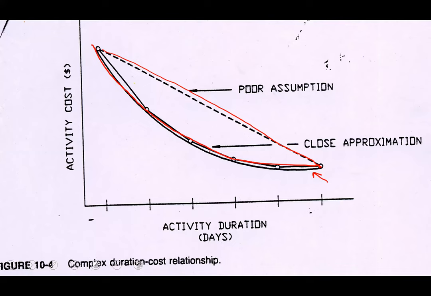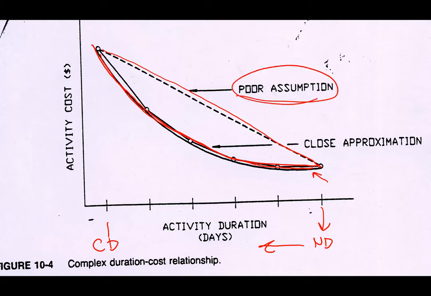This curve is exactly what the previous graph has shown you. This is what we call normal duration, the longest duration. But if you crash the project, this is what we call crash duration. And the relationship is curved. It is not a straight line. But a curve is very difficult to relate to, in the academic world. So we just simply assume a straight line relationship between the project duration and the cost. That is our basis.